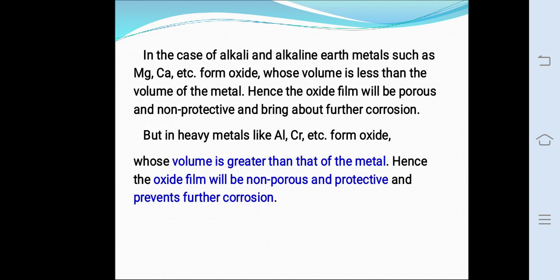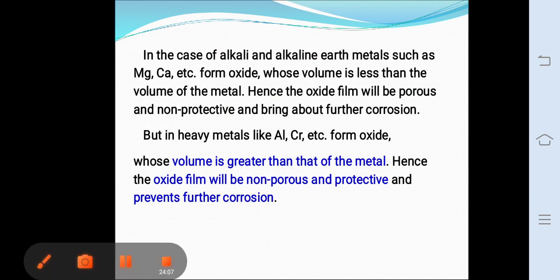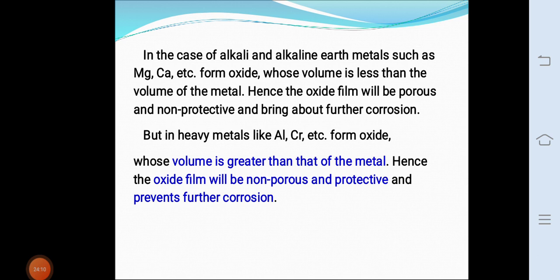Then in the case of alkali and alkaline earth metals such as magnesium, calcium, etc., they form oxide whose volume is less than the volume of the metal. Hence, the oxide film will be porous and non-protective and bring about further corrosion.